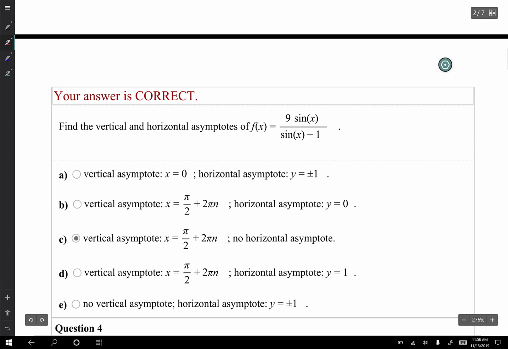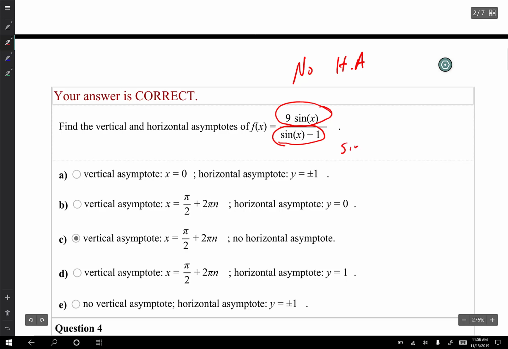Find vertical and horizontal asymptotes. Because this has sinusoid behavior, guys, it's just going up and down, up and down. This is not going to have a horizontal asymptote, but it does have an infinite amount of vertical asymptotes, whenever sine x minus 1 is 0.